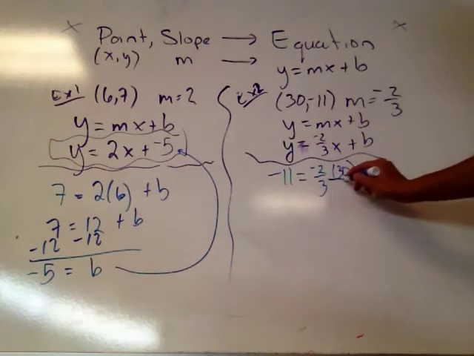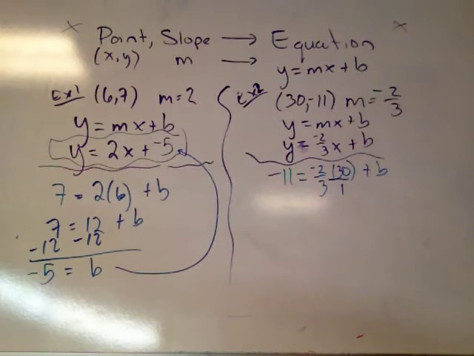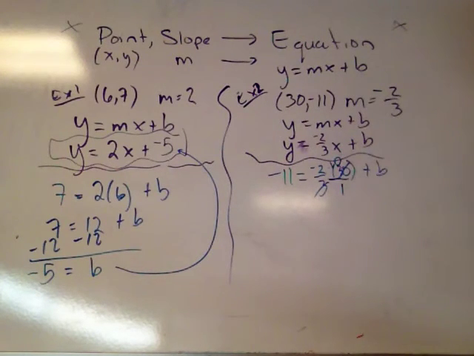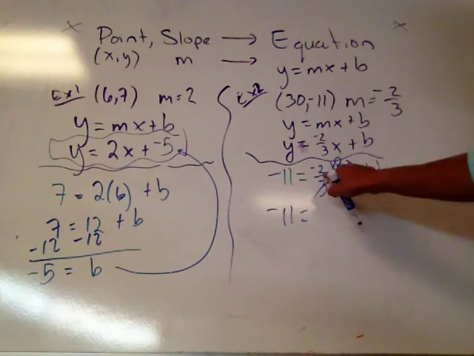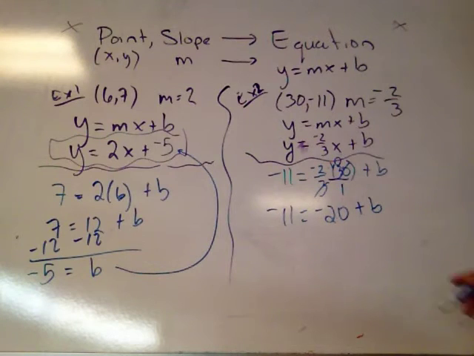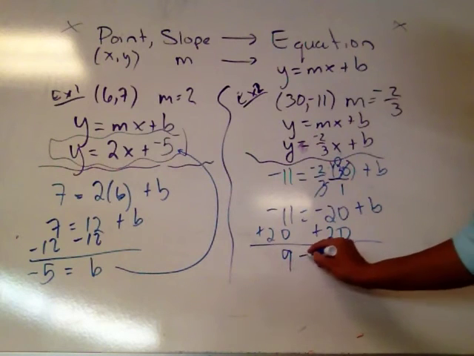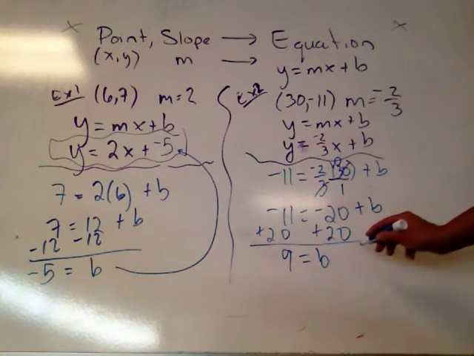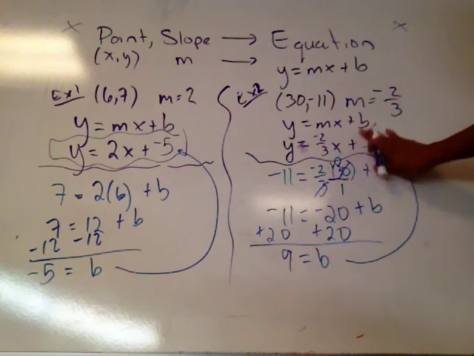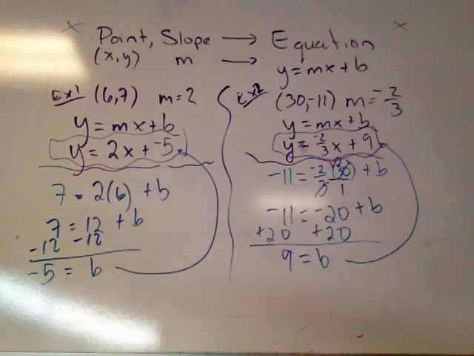So now, a quick recall of how to deal with fractions: we just multiply straight across and simplify. Or, if you notice there's a 3 and a 30, I know 3 goes into 30 10 times. So now I've got negative 11 equals negative 2 times 10, which is negative 20, plus b. And I'm going to add 20 to both sides. So that's going to be 9 equals b. So now that I know b, I can substitute it right back into my original equation, and now I have all the information I need to solve any problem that relates to this equation.